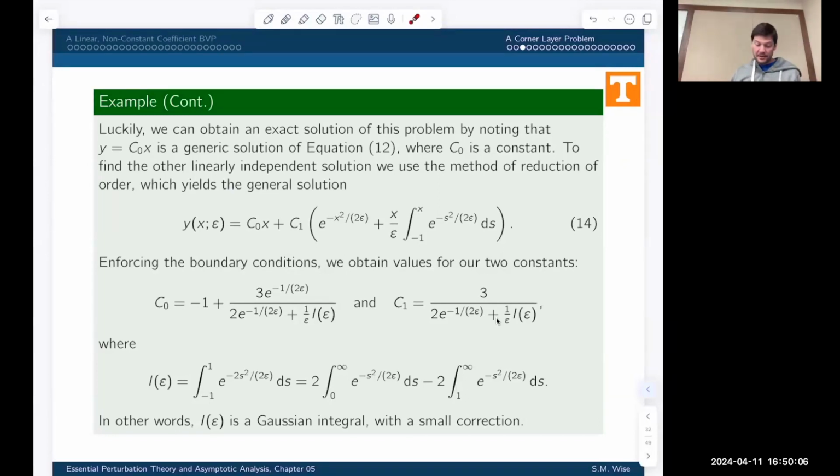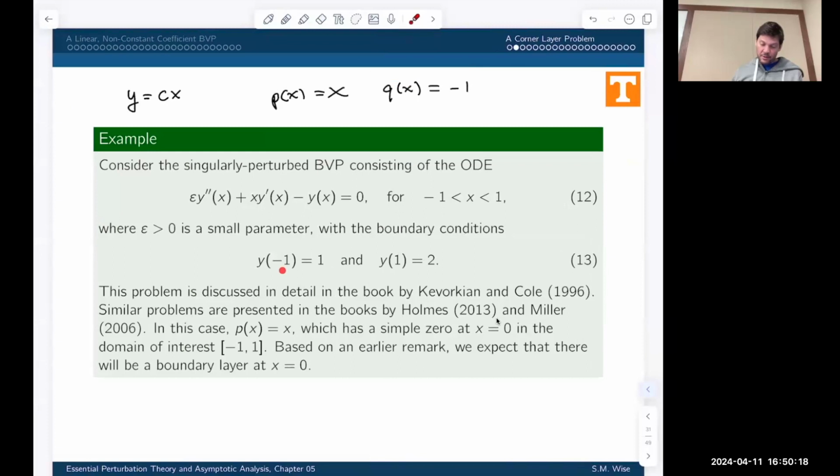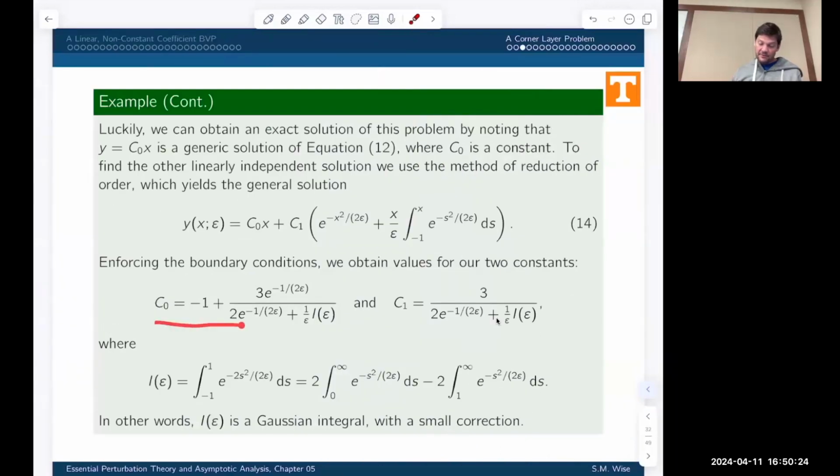Well, you have to find the values of these unknown coefficients, C0, C1. Actually, that is not impossible to do. So if I use the boundary conditions, which were y of minus 1 is equal to 1, and y of plus 1 is equal to 2, then I can find these coefficients. The coefficients depend on this function I, where I of epsilon is equal to this integral. Integral from minus 1 to 1, e to the minus 2s squared over 2 epsilon quantity.